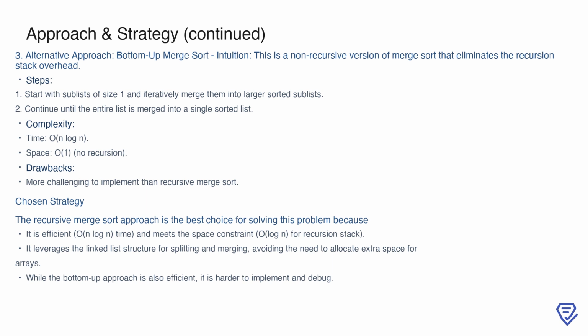This approach maintains the same O(n log n) time complexity as recursive merge sort but eliminates the recursion stack, achieving O(1) space usage. However, the trade-off is that the bottom-up approach is more complex to implement, as it requires additional logic to handle iterative merging and sublist management. While it is efficient in both time and space, its implementation complexity makes it less attractive compared to the recursive merge sort. Based on these considerations, recursive merge sort remains the preferred solution.